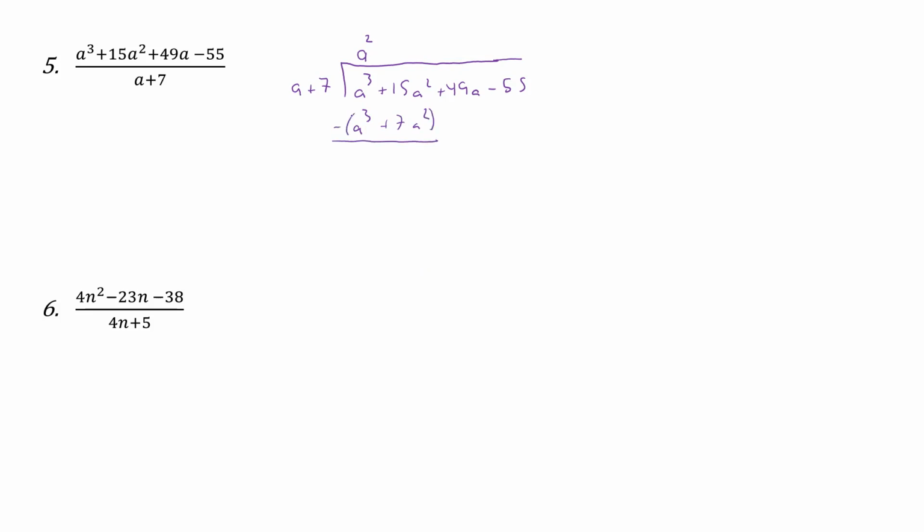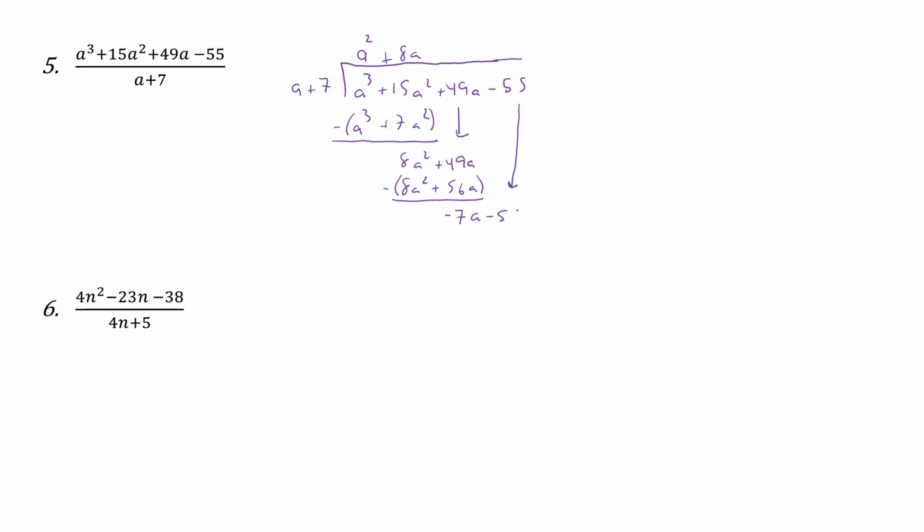And then 7 times a squared is going to be plus 7a squared. Now we're going to subtract that off, so those cancel. And then when we subtract that, 15 minus 7 is going to give us 8a squared. Bring down our plus 49a. So this a times what is a squared? Well, times 8a. So that's going to give us 8a squared. And then plus, and 7 times 8 is going to be 56a. And now we subtract that off. All right, so now we have 8a squared minus 8a squared is 0.